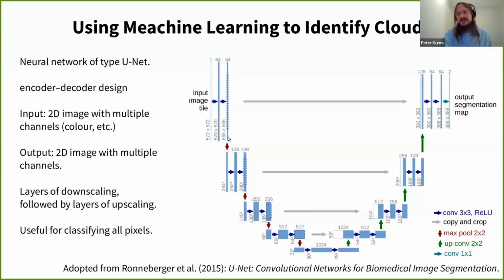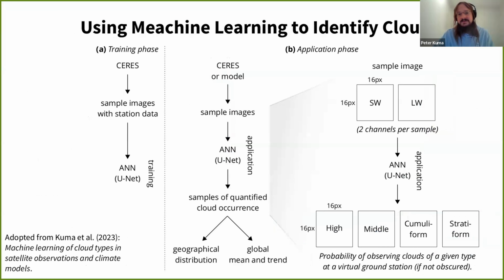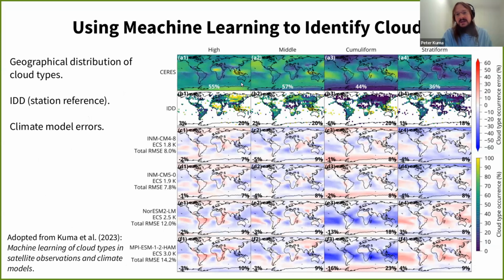And so the training is done on the stations. The station data over several decades tells us the cloud types. And so what we get in the end is these kind of geographical distributions of different cloud types. Here it's condensed into just 4 cloud types: high cloud type, middle, cumuliform, and stratiform. And this is from the satellite data.